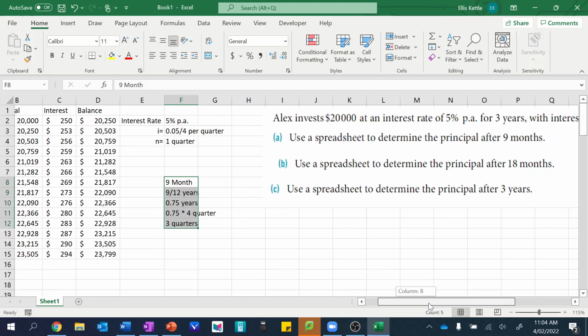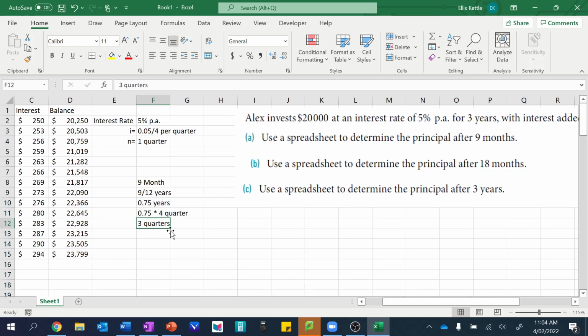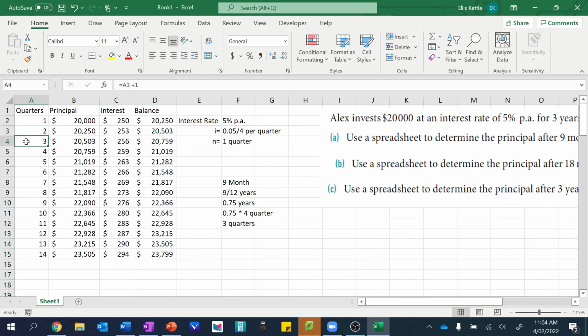So determine the principal after 9 months really means after 3 quarters. So at the end of 3 quarters is going to be $20,759. So for question A, that's our answer, $20,759 with a dollar sign out the front, please. Alrighty, let's look at B.